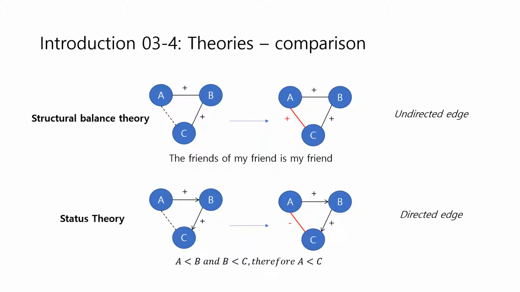In addition, while structural balance theory naturally expects edges in networks to be undirected, directed networks are more feasible in settings of status theory. Indeed, they found that in undirected settings, balance theory explains observations better than status theory, and conversely, status theory explains better on directed networks.